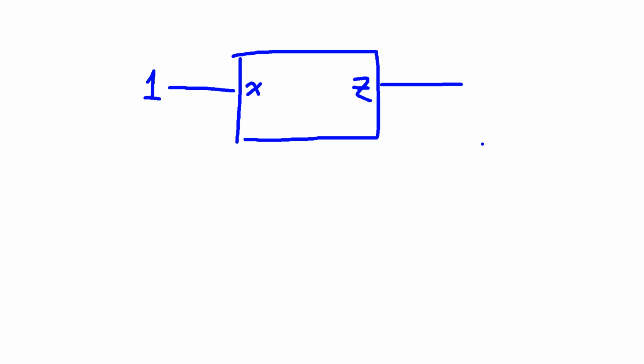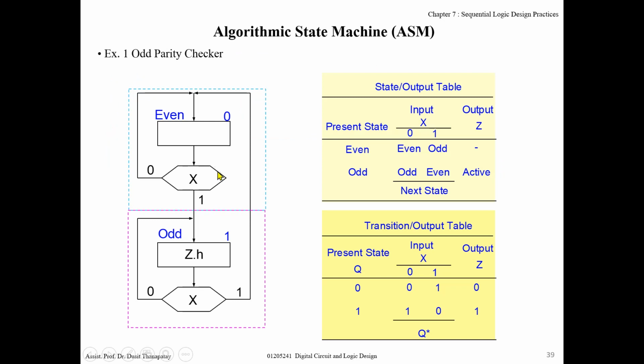For example, at the beginning, the input for the first clock tick is 0. So now the number of logic 1 is 0, so output Z is 0. For the next clock tick, if input is 1, now the total number of logic 1 inputs is 1, which is odd. So now output Z is 1. And for the next clock tick, if input is 1, now the total number of logic 1 is 2, or even. So now output becomes 0. It's not odd. Something like this. So this state machine then has two states, even or odd.